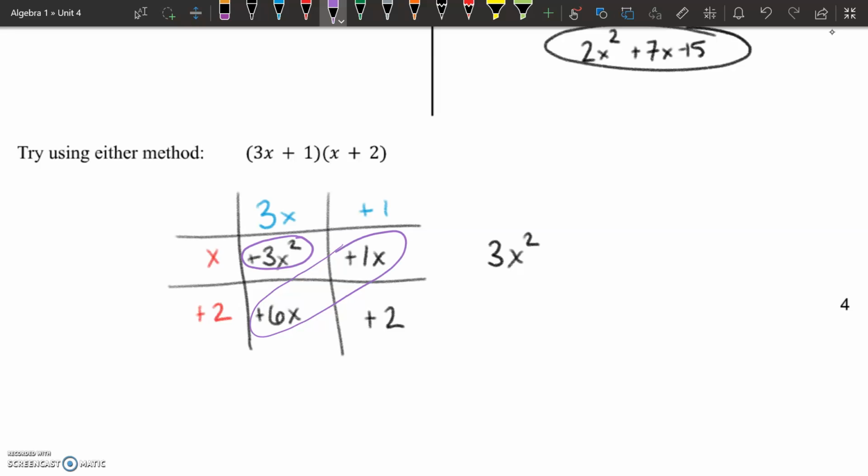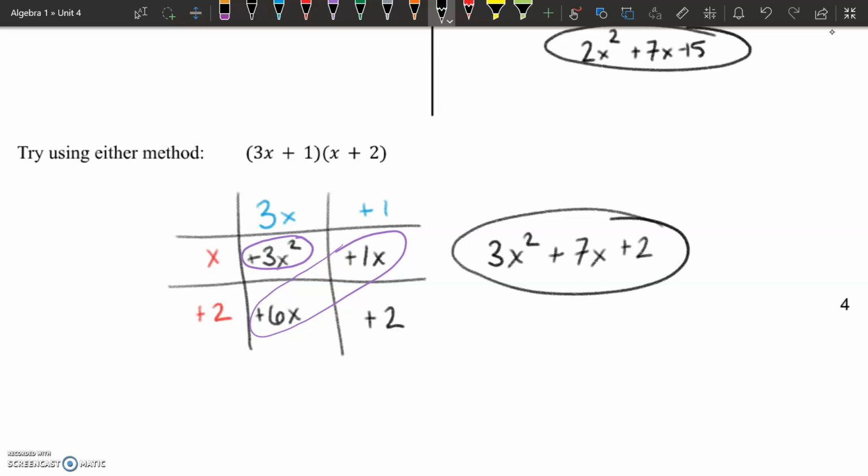I do have like terms. I have a positive 6, a positive 1. The positives help me see that I'm adding. I get a positive 7, keep my x. I have a positive 2 as the only term. I'm in standard form. I'm done.